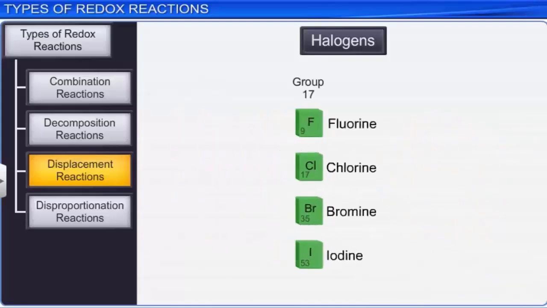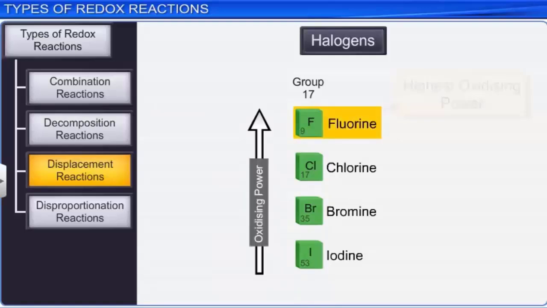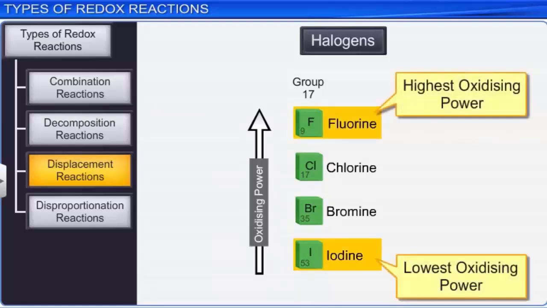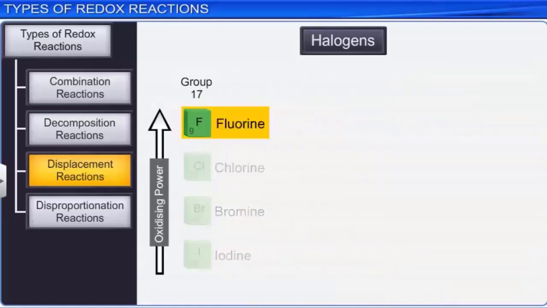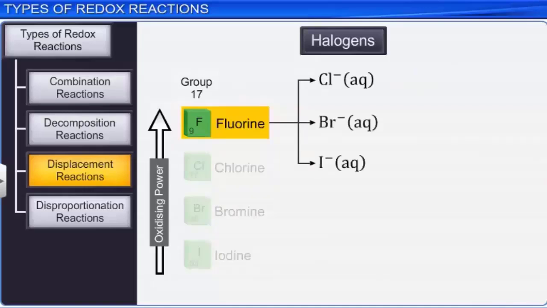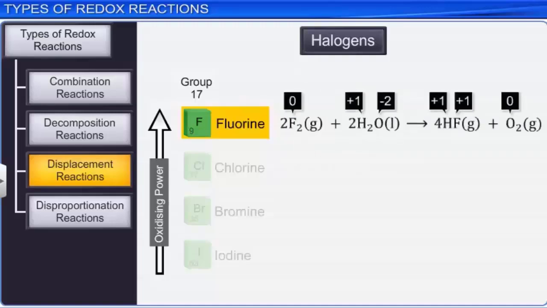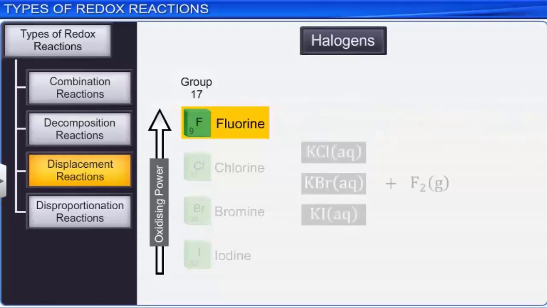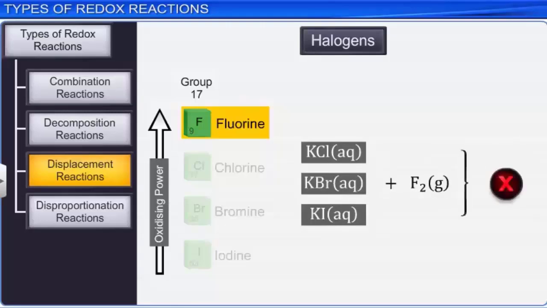The oxidizing power of these halogens reduces as we move down group 17, with fluorine being the highest and iodine being the lowest. Fluorine is highly reactive and can displace chloride, bromide, and iodide ions in a solution. Due to its high reactivity, it can also displace oxygen from water. Therefore, displacement reactions of chloride, bromide, and iodide ions with fluorine are not carried out in aqueous solutions.